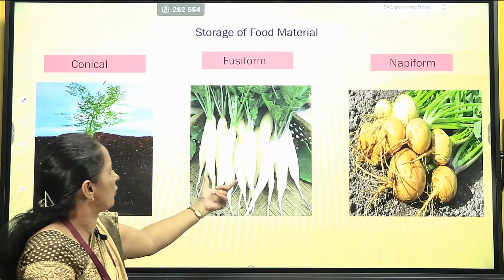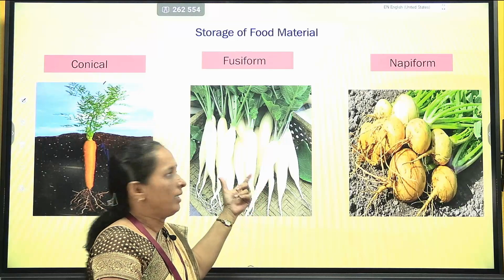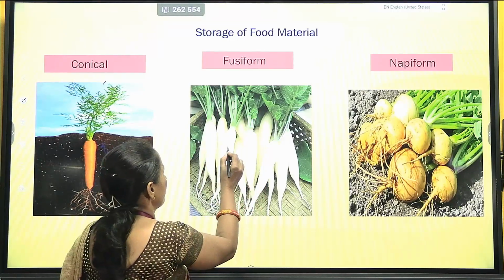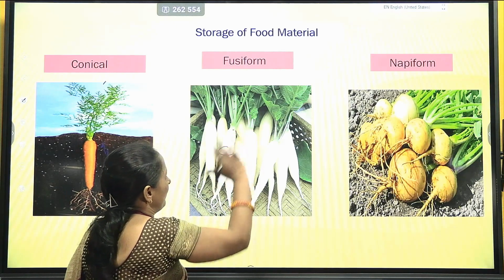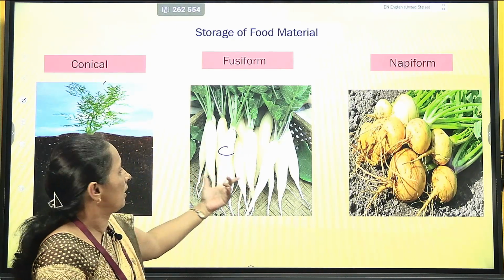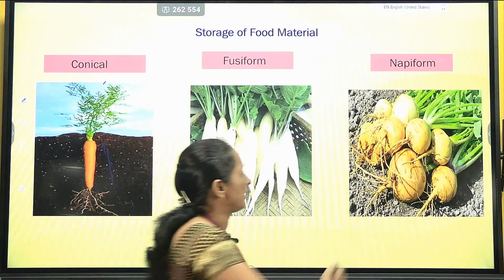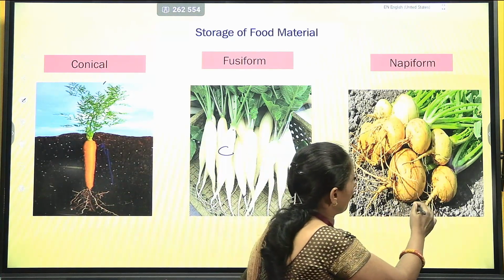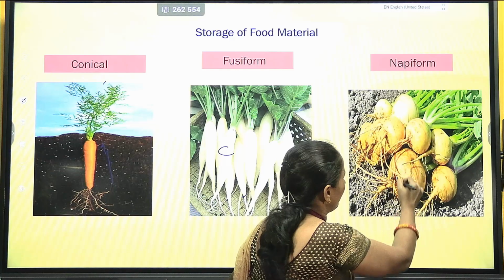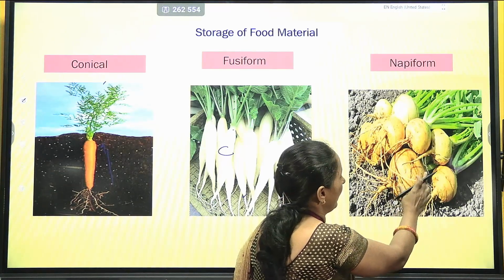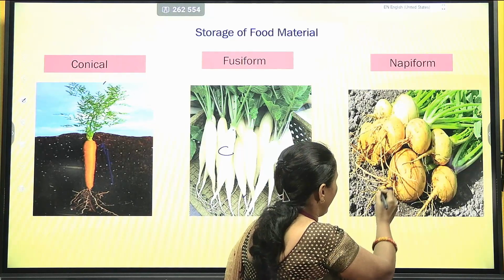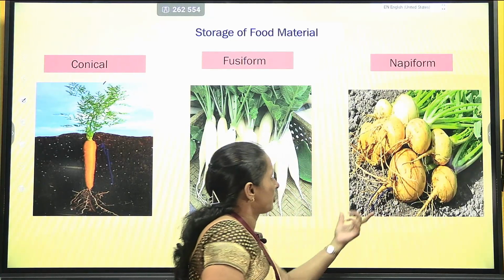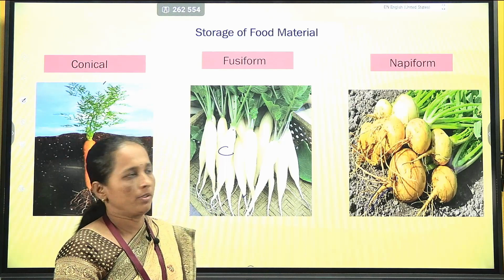Second one, that is fusiform. In this type, in the middle region, roots get swollen and at the base and apex they are narrow. These are seen in the radish. Third one, that is napiform. In this type of modification, roots are circular and swollen in the middle and suddenly narrow at the base. This structure is seen in beetroot.